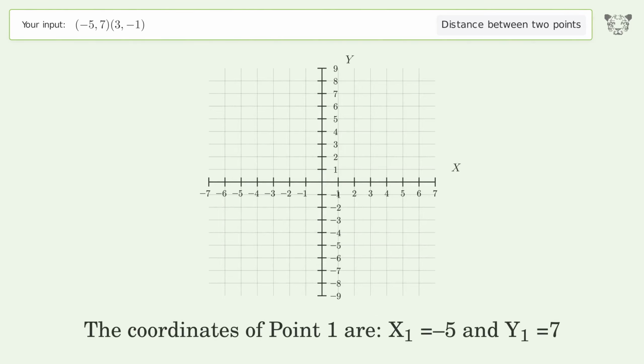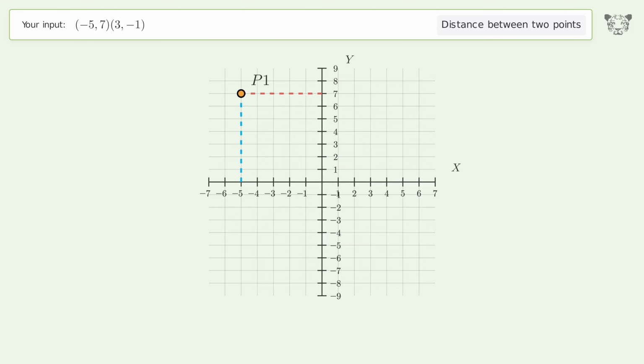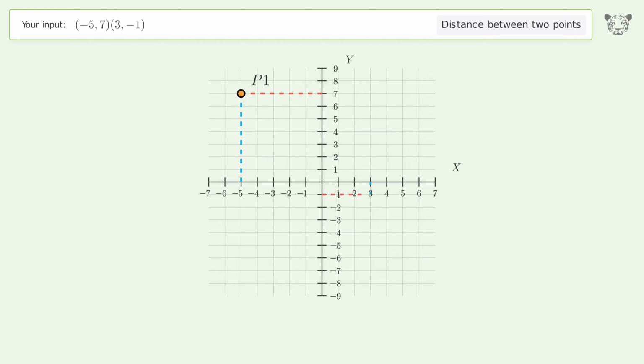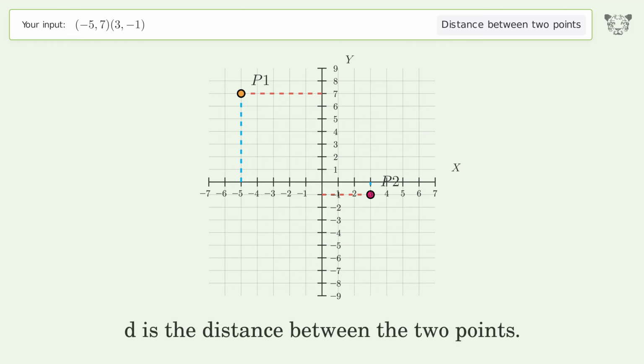The coordinates of point 1 are x1 equals -5 and y1 equals 7. The coordinates of point 2 are x2 equals 3 and y2 equals -1. D is the distance between the 2 points.